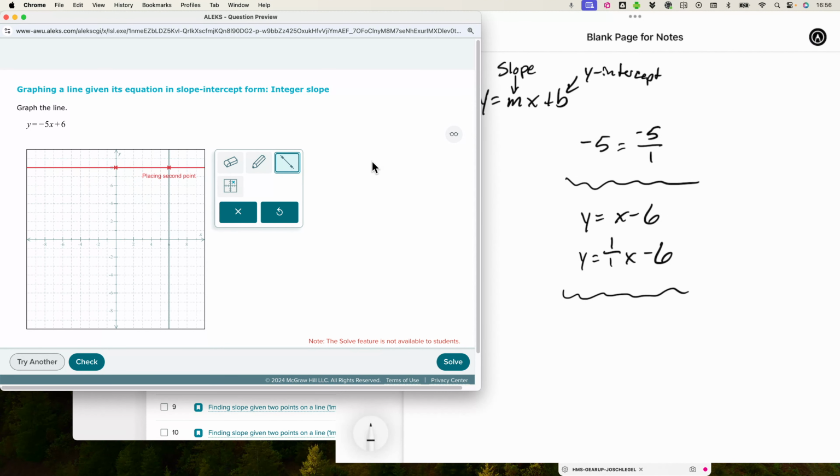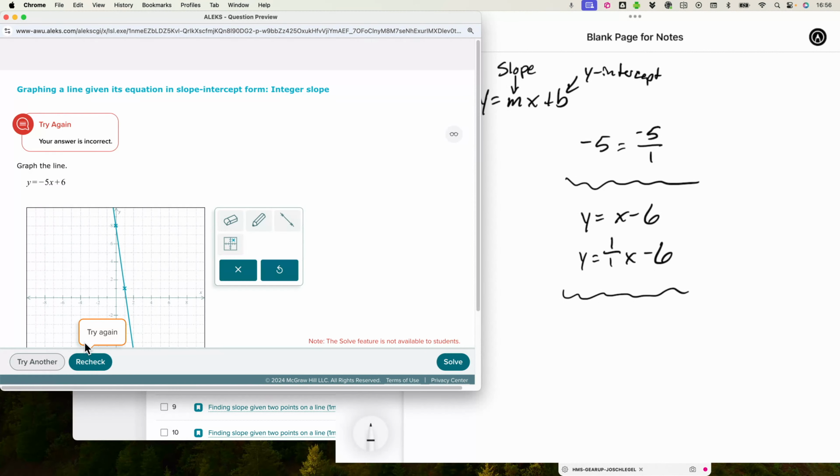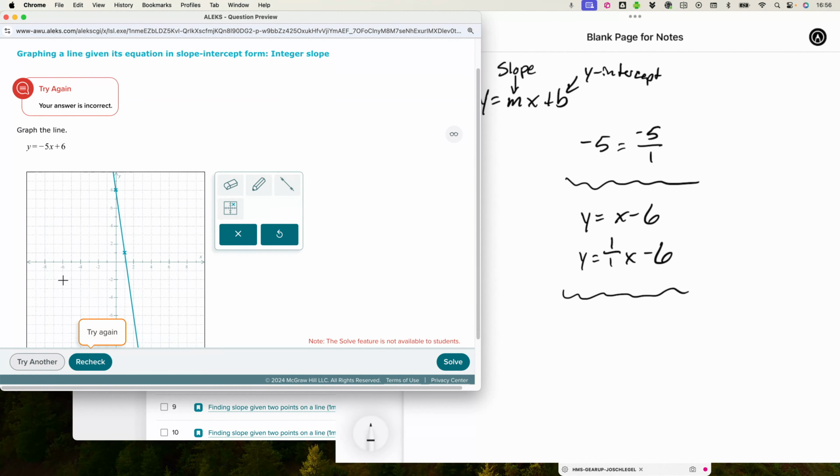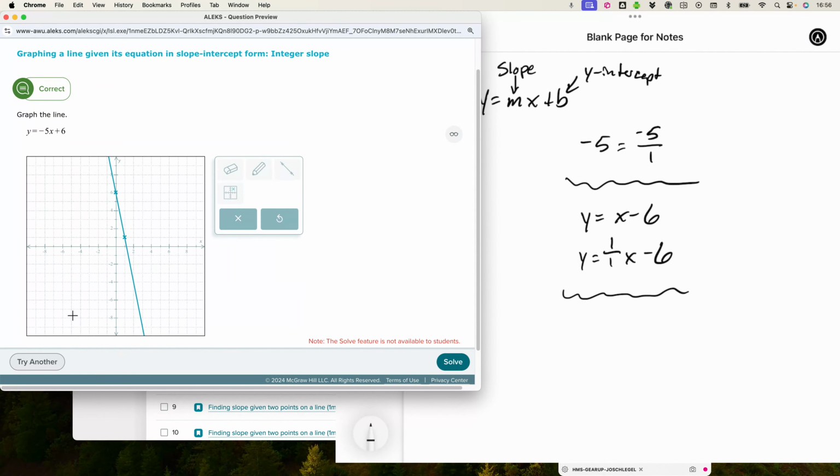And as with the first one, negative 5 is the same as negative 5 over 1. That means to go down 5 and to the right 1. Oh, I accidentally went to 8, not to 6. Up to 6, down 5, to the right 1. Very good.